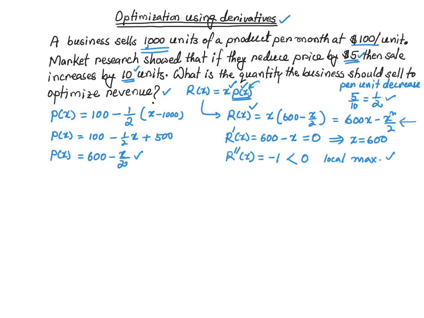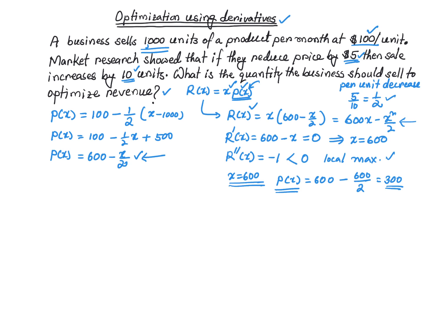So if I plug in this value, x is equal to 600, into my price function, P of x, which is this function, by the way, 600 minus 600 over 2, which is going to give you just 300. Now, I noticed something interesting here. The price should be at 300, but initially we were selling at 100. So we should probably increase our price, and decrease the quantity that we sell.